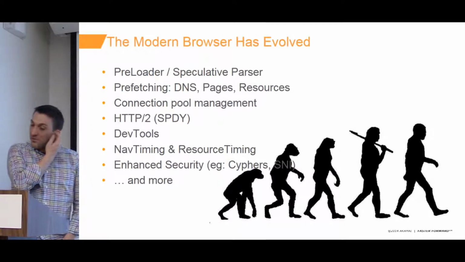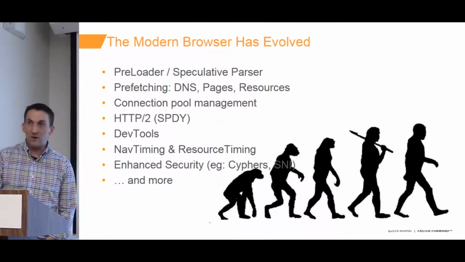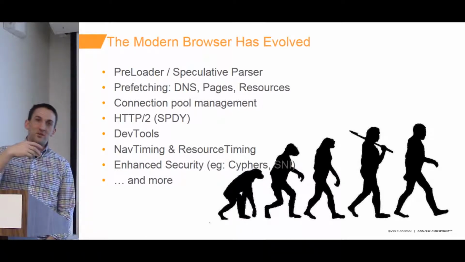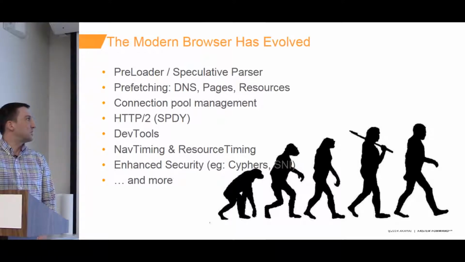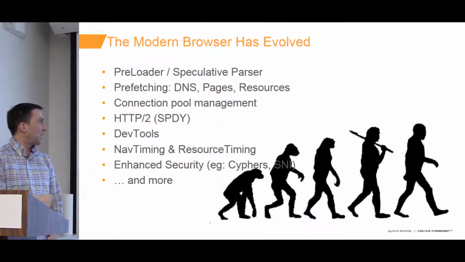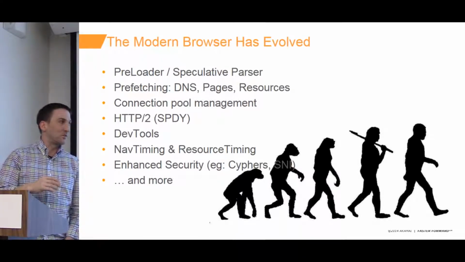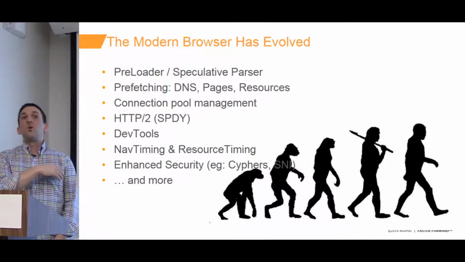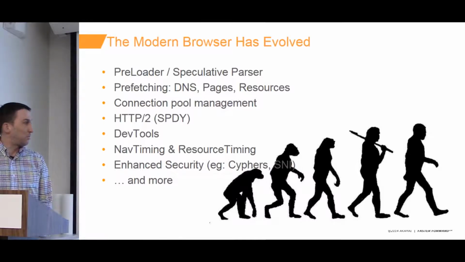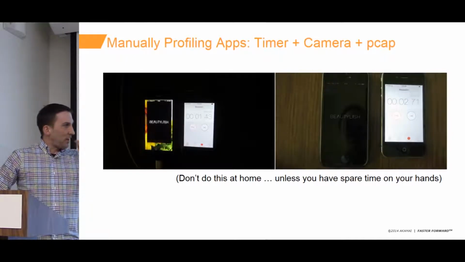We've got a number of things to highlight: the preloader, or the speculative parser, or the look-ahead parser. You've got prefetching with DNS, prefetching pages, prefetching resources. You've got connection pool management, and I'll talk about that a little bit. You've got HTTP2, dev tools, nav timing, enhanced security, ciphers, and SNI. The browser's evolved quite substantially over the last 5 years by itself. But yet the native apps haven't.